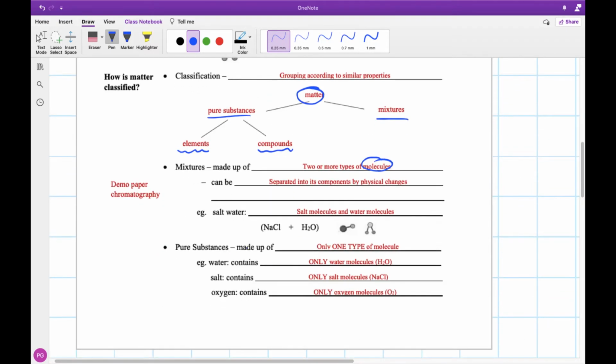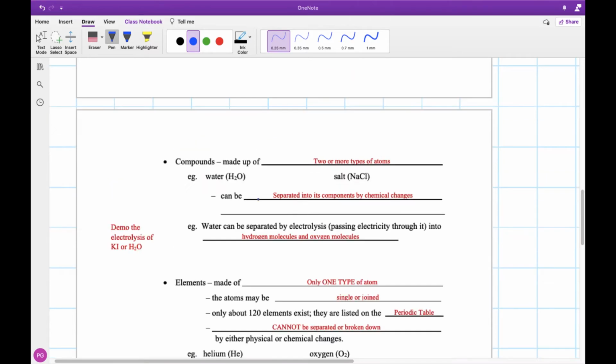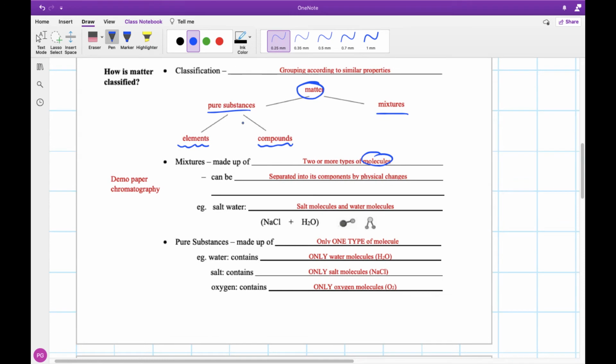Pure substances are made up of only one type of molecule. So that's this other part of our diagram here. So for example, water, only water molecules. Salt, only salt molecules. Oxygen, only oxygen molecules. That's what makes a pure substance. There's no mixing of the molecules here. Compounds, so that's this part of our pure substances.